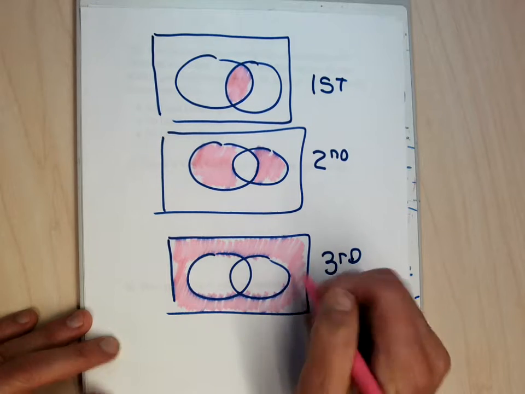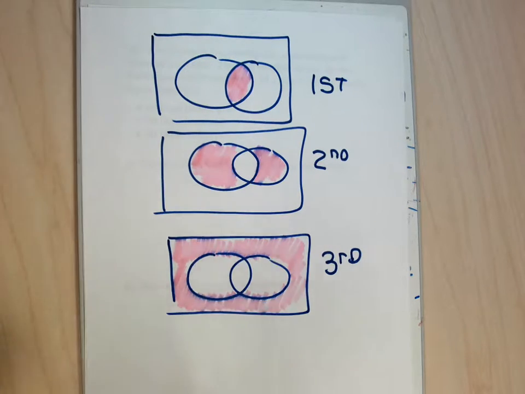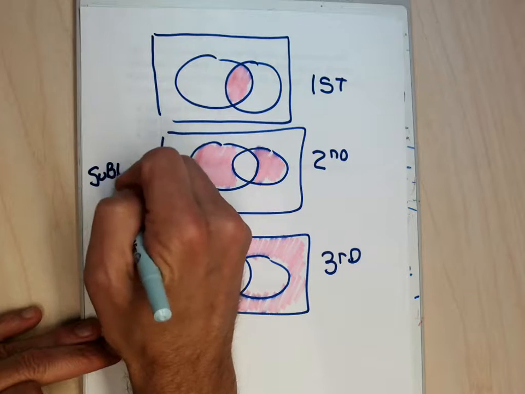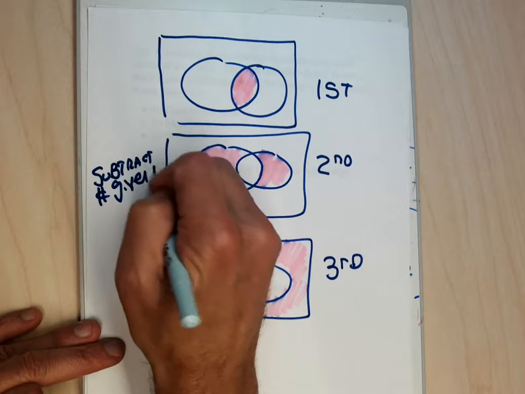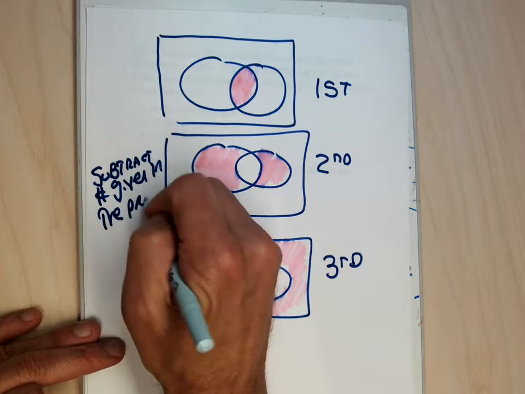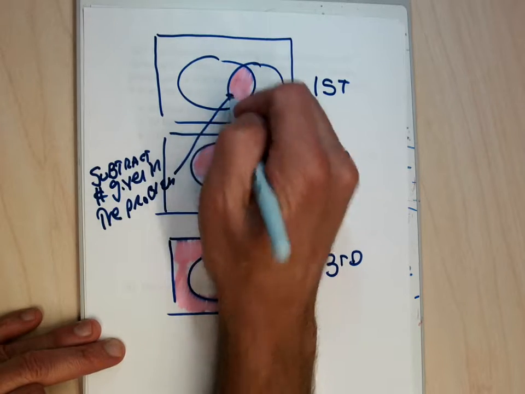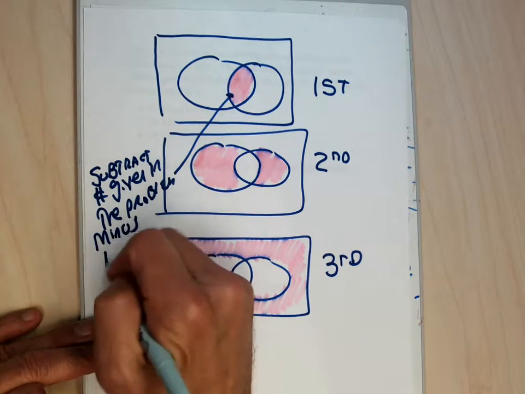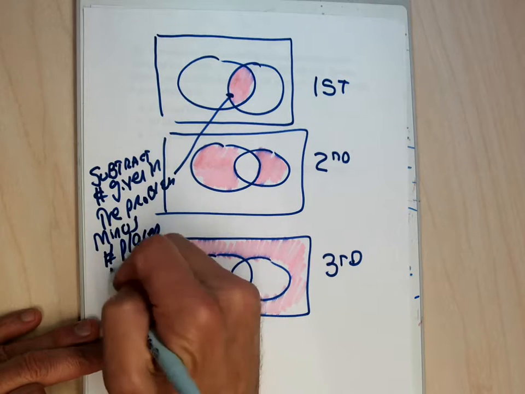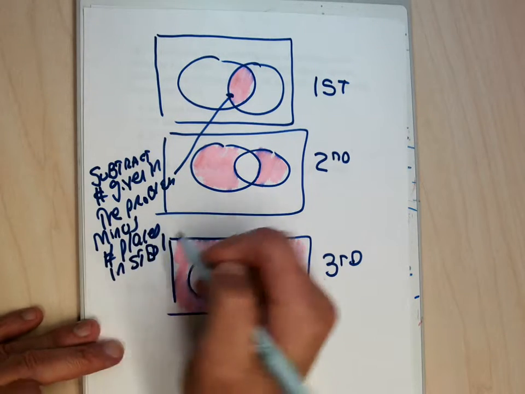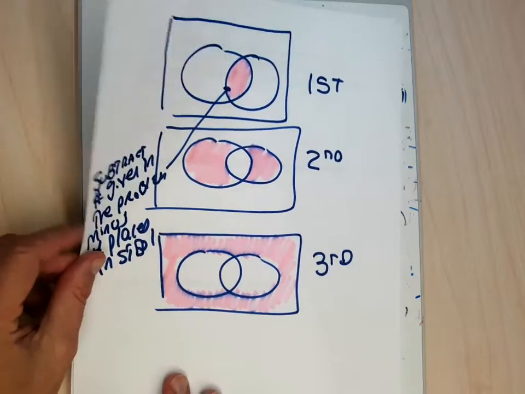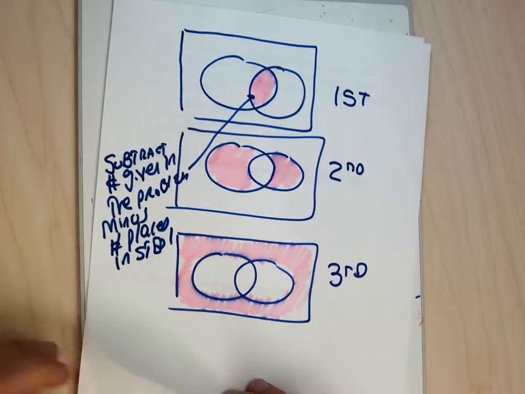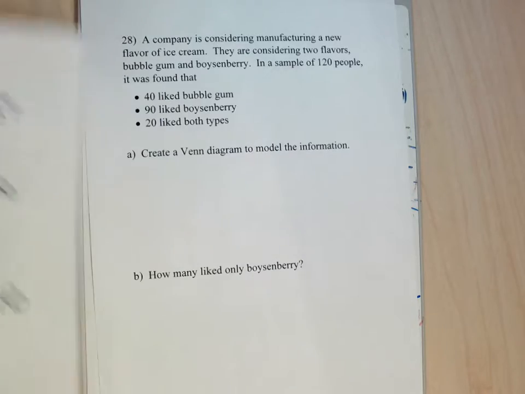Then I'm going to subtract a number given in the problem minus the number placed in step 1 to get the numbers in step 2, and then in step 3 we're doing one more subtraction. So let me try to do these steps. I'm going to make my Venn diagram with 2 circles. I'm going to put names to the circles and I'll start filling it in.